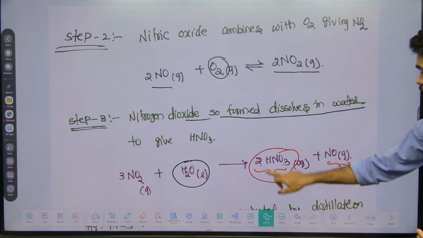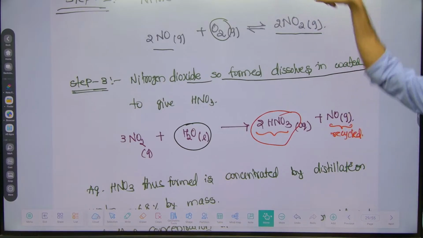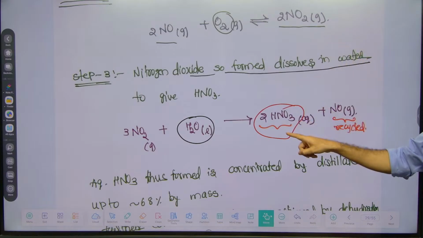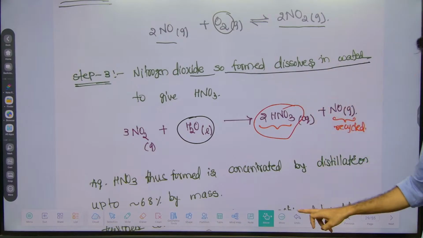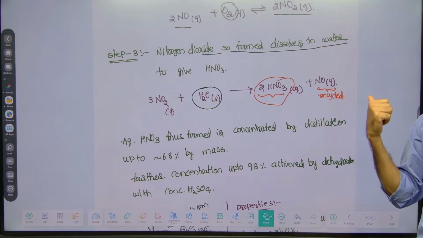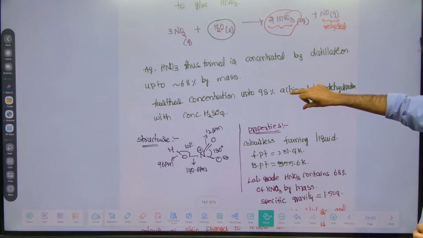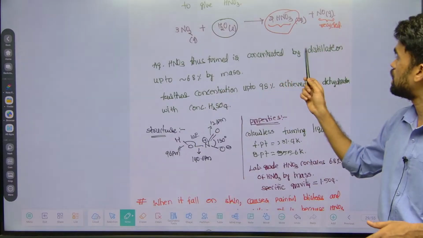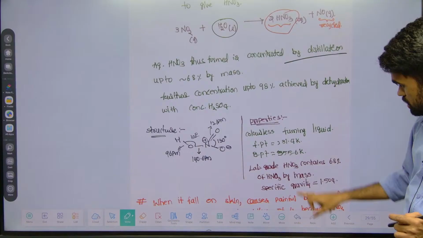Again, what is the byproduct formed? NO, that is also formed in the first step. So this can be recycled, meaning it gets oxidized to NO2 and gives you HNO3 upon hydrolysis. Like this, it will be recycled. That's it. So what is the catalyst used in the process? Platinum or rhodium gauze. Next. What are the points to be remembered here? Nitric acid will be concentrated by the distillation process.